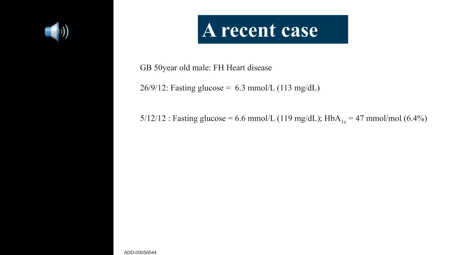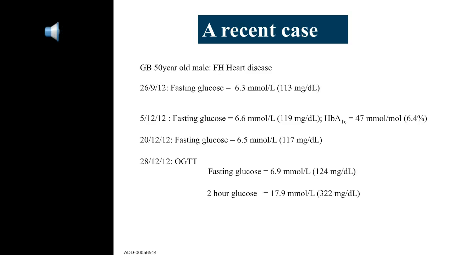The GP was still concerned, so we repeated this a few months later. On the 5th of December, 2012, his fasting glucose was 6.6 millimoles per liter, 119 milligrams per deciliter, and his hemoglobin A1C was 47 millimoles per mole, not quite reaching the 6.5% cutoff for diabetes. Again, my laboratory reported this as impaired fasting glycemia. The GP wasn't satisfied and repeated it again. This shows how good my glucose method is: 6.5 millimoles per liter, 117 milligrams per deciliter. Again, impaired fasting glycemia. So the GP decided to do a glucose tolerance test in this patient.